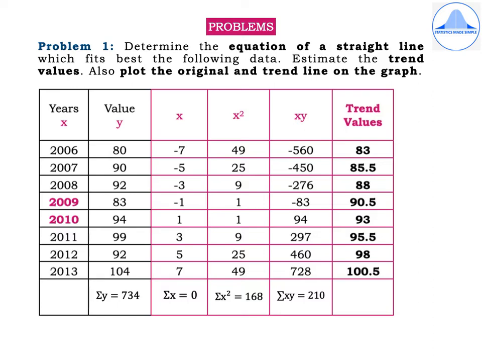So mark years as x and value as y, and then for fitting of a straight line we need 3 more columns, that is x, x square and xy. After completing the problem and after the trend values are obtained, we write the trend values in the last column in the table.